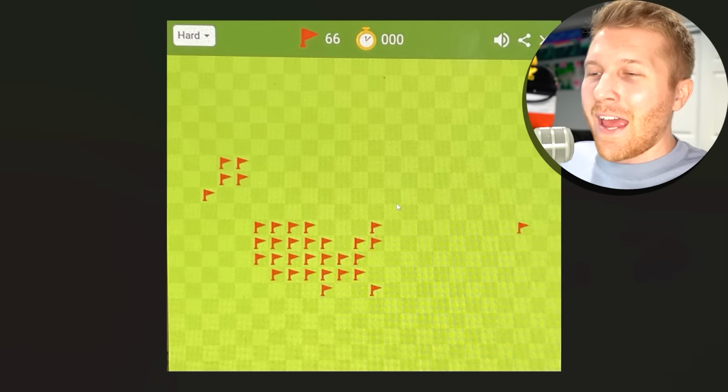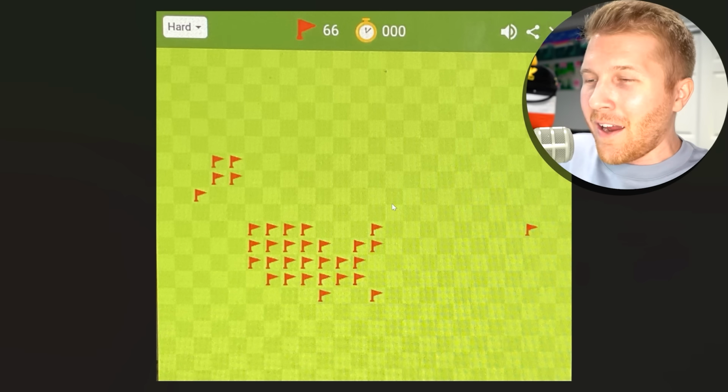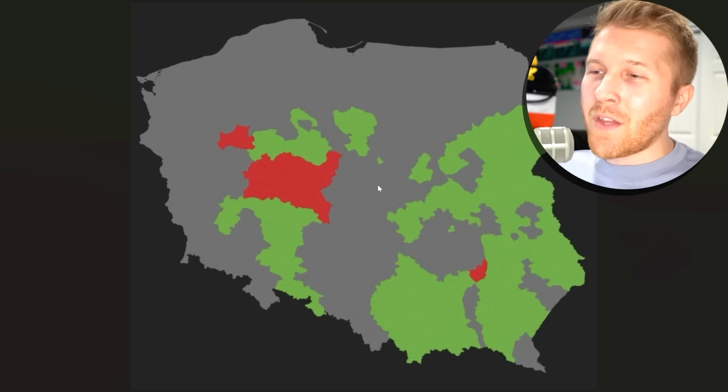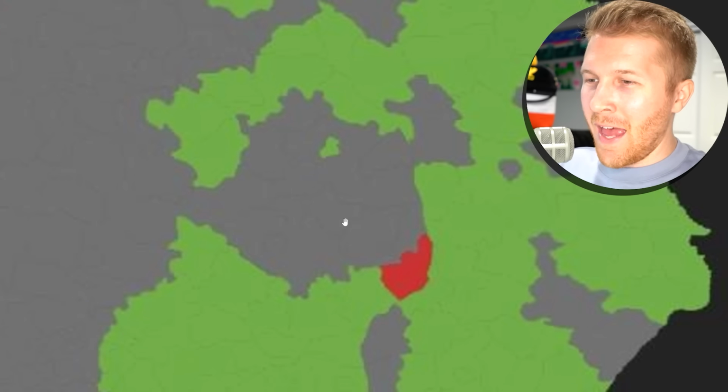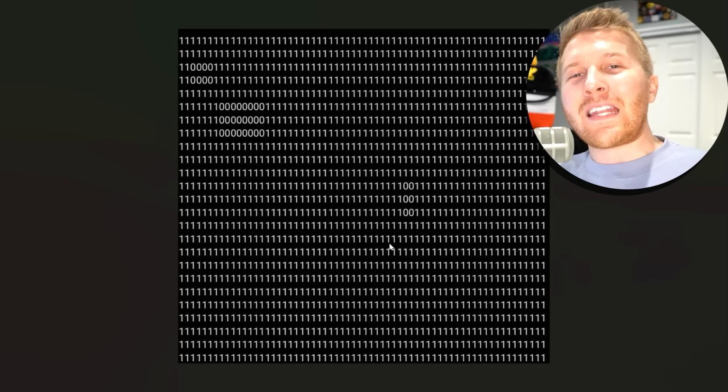Bro, every time I go outside, I'm literally seeing this pattern everywhere. When I play games like Minesweeper, I see it there. When I look at the sub-region breakdown of the nation of Poland, I see it there. Which actually, honestly, this is just impressive. This is actually a work of art. It's gotten so bad I can even look at binary code and I'll see it there as well.